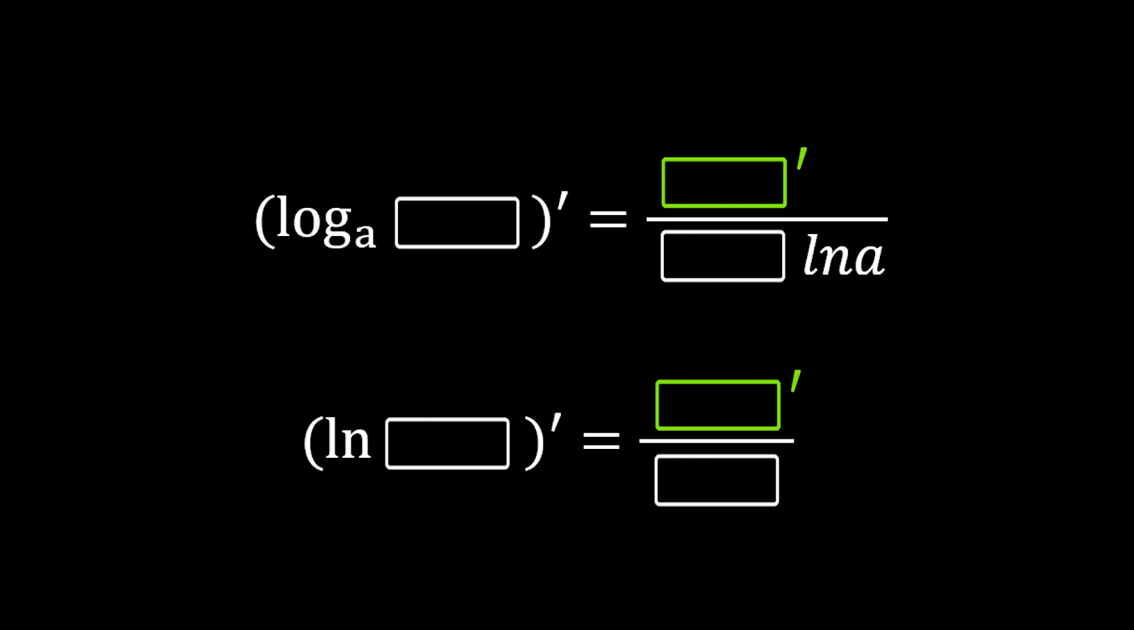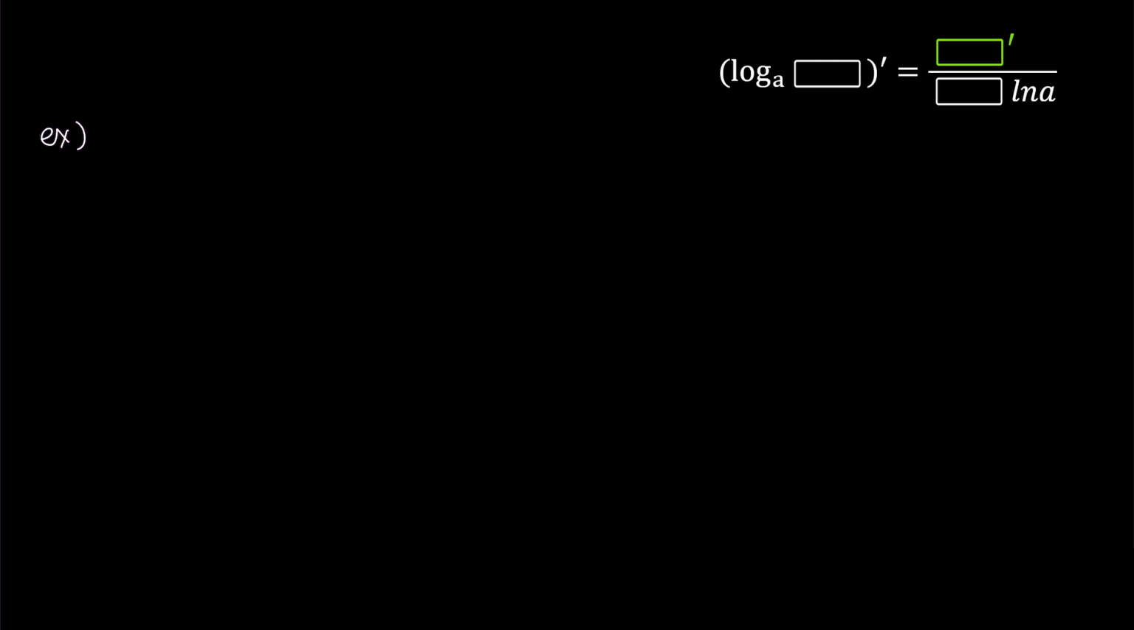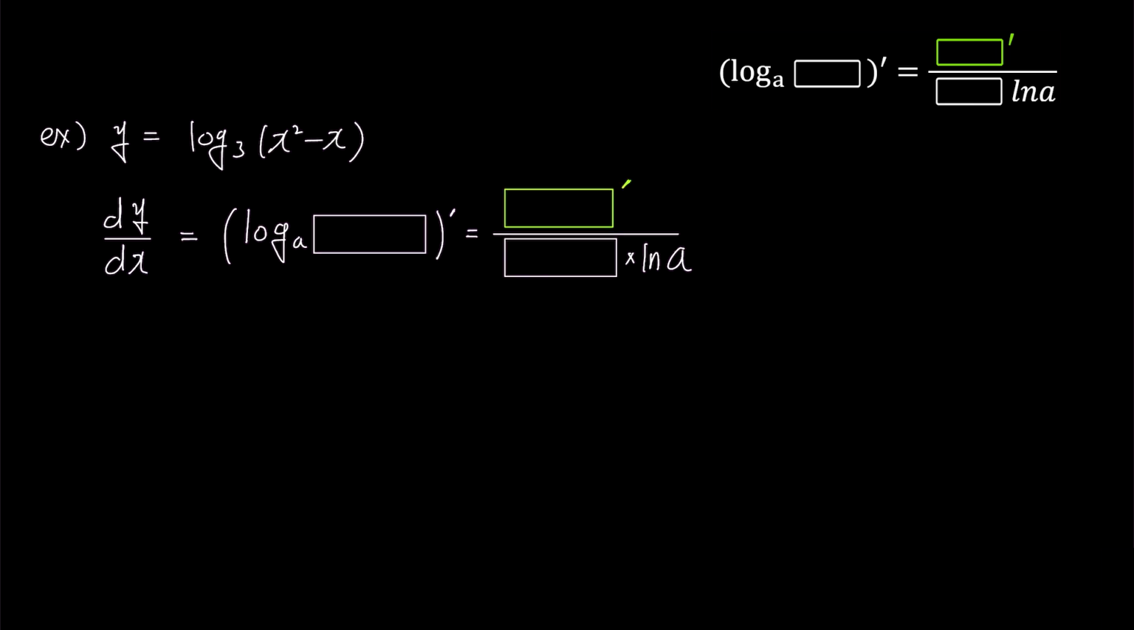Let's explore this further through examples. The first problem is log base 3 of x squared minus x. To find dy over dx, let's use the formula shown in the top right corner. Since the base of the logarithm in the problem is 3, we'll substitute 3 for all the a values in the formula. Now, comparing the problem to the white box, you can easily see that x squared minus x should be placed in the box.